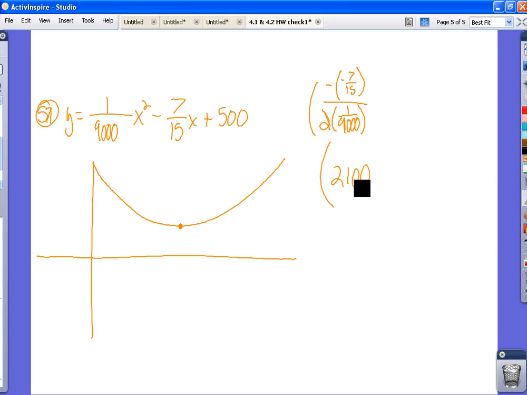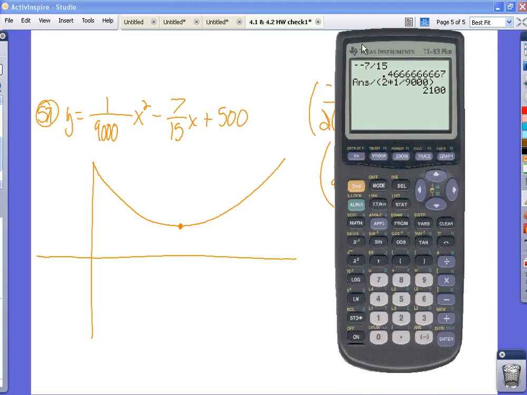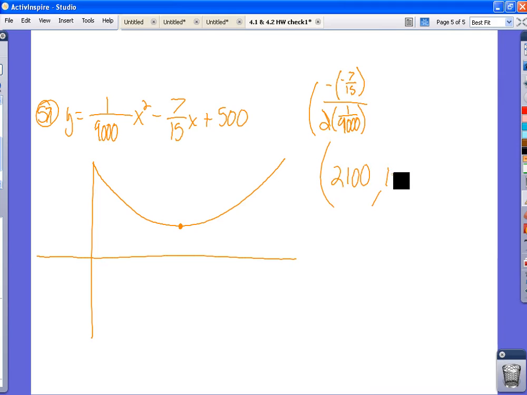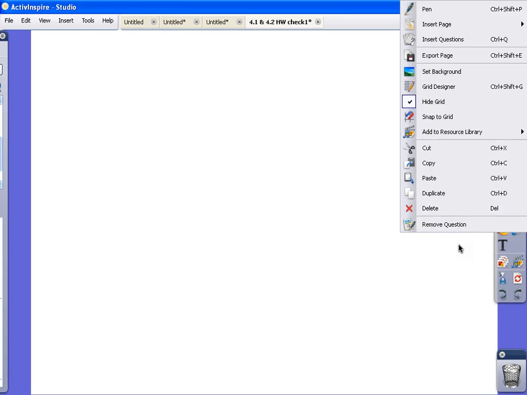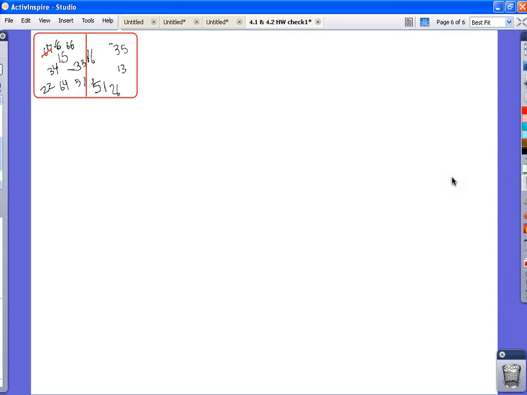Plug it in for X. Do that all at once here. 1 over 9,000 times 2,100 squared minus 7 fifteenths times 2,100 plus 500. And so it's how far above the ground? 10 feet. Not very high. Okay, so that was 57, and a couple more right there. 64 and 66.